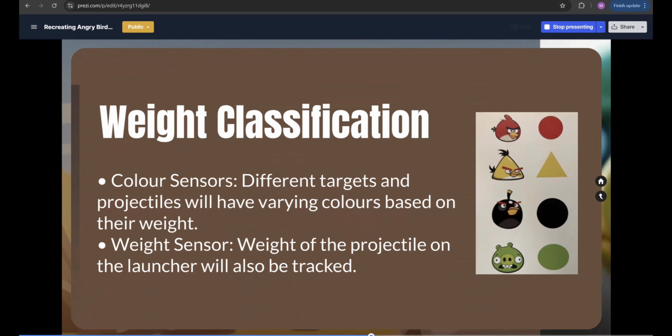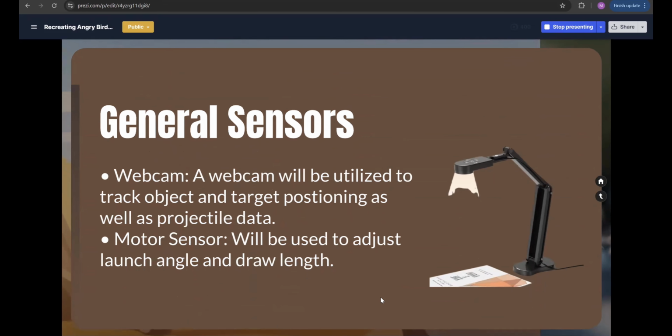For our next set of sensors, they will be used for weight classification. First, we will have a color sensor in order to differentiate the different colors between various targets and classes of projectiles. Different targets and projectiles will have varying colors based on their weight, and this will be tracked within our system so that we can put the weight in for our kinematic calculations. We will also have a weight sensor in the area where the projectile is placed before launching to ensure that the weight recorded in our system is accurate.